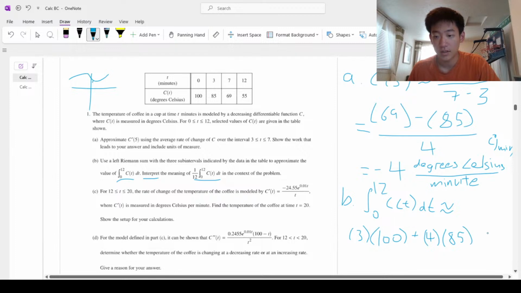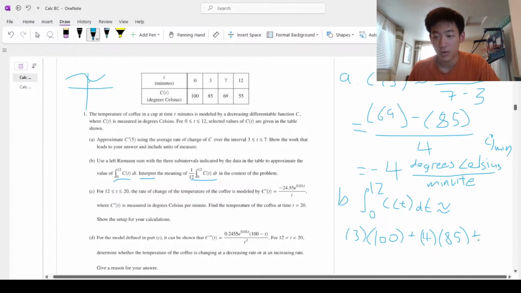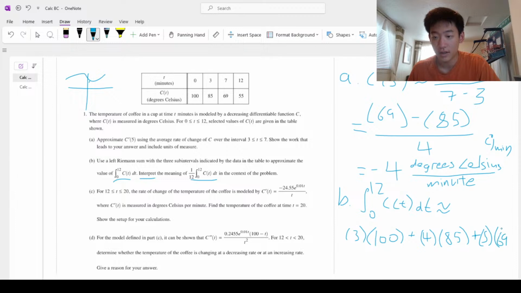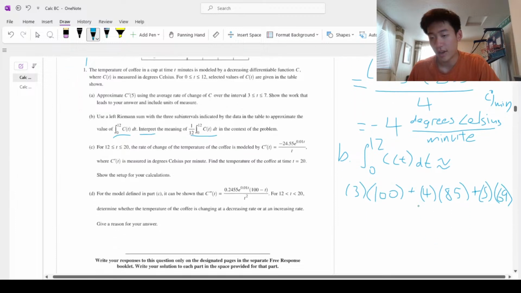And then plus the third interval, which I had more room. But okay, third interval has a width of 5 and a height of 69. Okay, so now you have a calculator. Obviously, you can just work this out. But this is 300 over here.